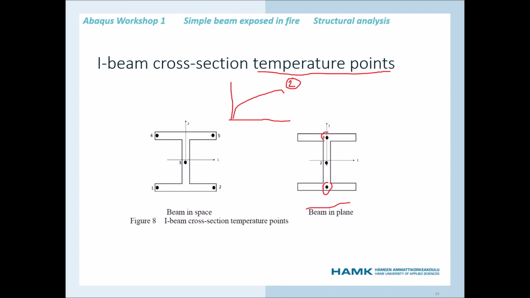So we have 3 temperature points in beam in plane, but in case of beam in space, or in 3 dimensions, we have 5 temperature points. And when we define the 5 temperature points, we can only use one amplitude curve. So either take the temperature of this point or this point or this point or that point, and then multiply with a factor for the same curve and obtain and define the temperature at other temperature points.